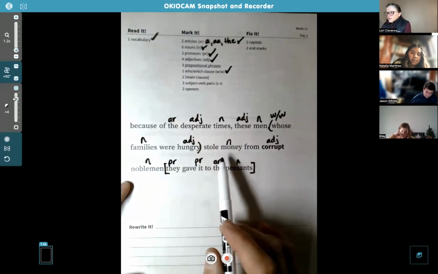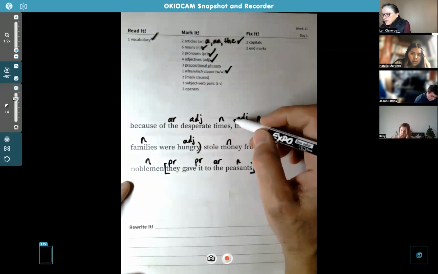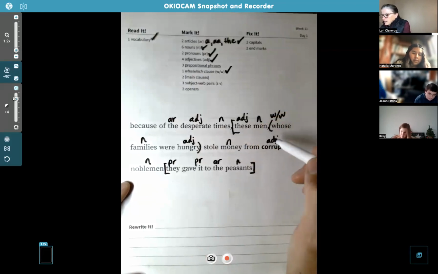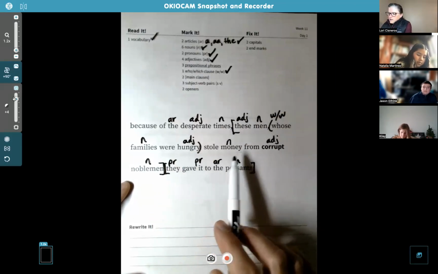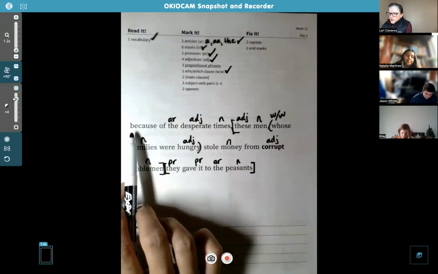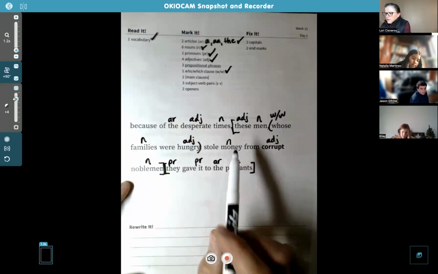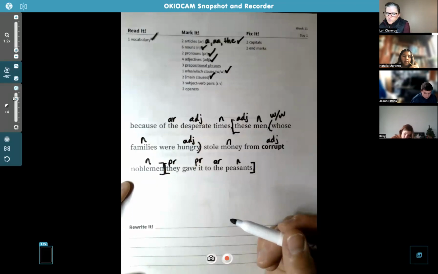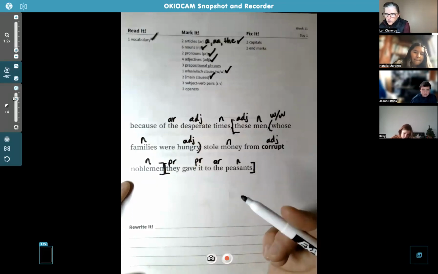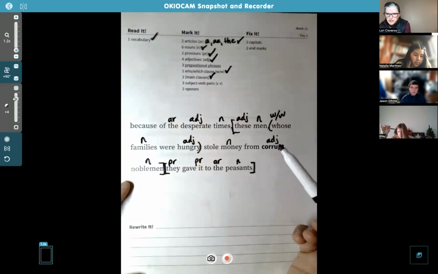You're close. It starts with these men, because remember, you've got to have your subject in there too. These men whose families were hungry stole money from corrupt noblemen. So all of that is a main clause. We're not including this first part here. But that was good. It might be easier to find those after we do subject-verb pairs next time, if you're doing your homework and you need help with that. So the verbs, let's focus on those next.